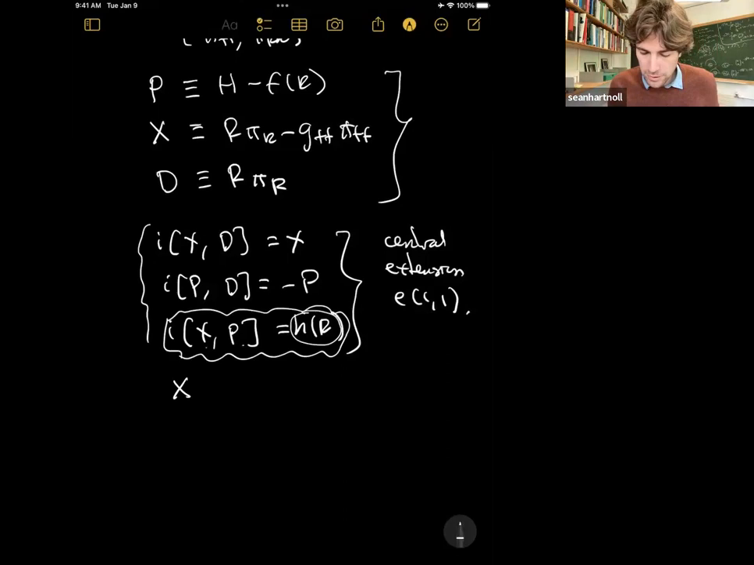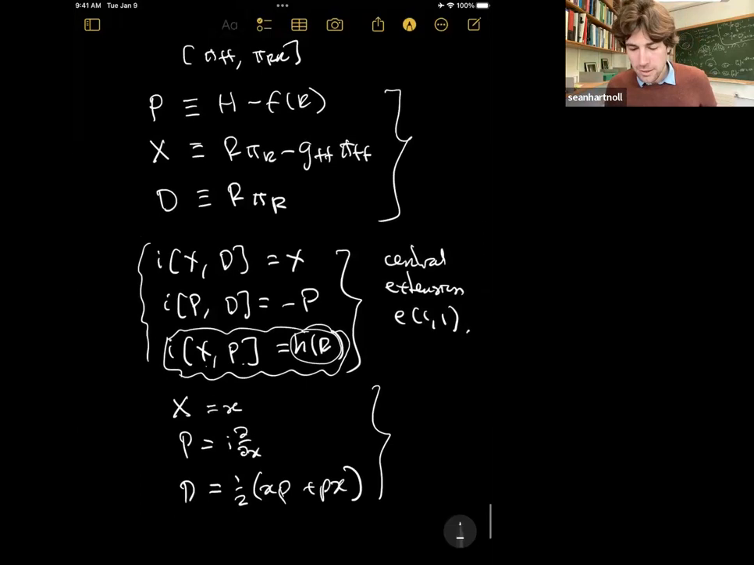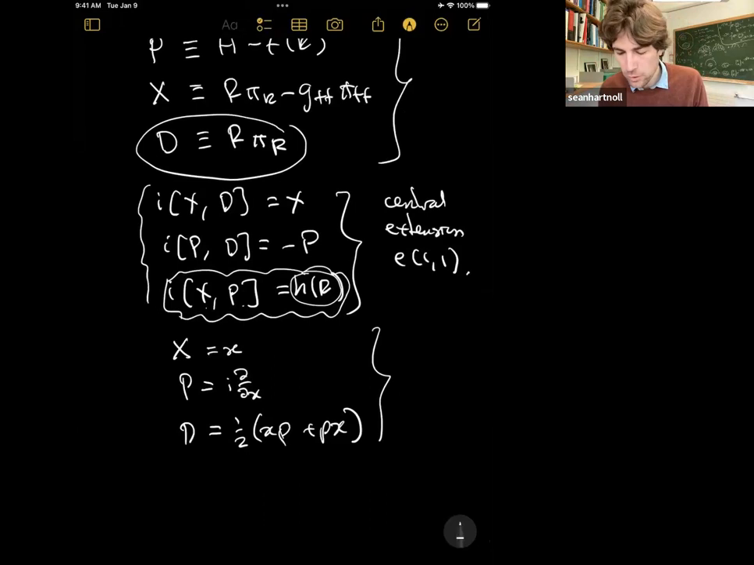And then given that, D is like a dilatation. So you can take X to be X, P to be d/dX, and then D is a half (XP plus PX). So there is a notion of dilatation in this theory, and curiously, the dilatation operator is basically motion in the radial direction. So it has a holographic flavor to it, but it's not SL2R. It's a central extension of the Poincaré algebra.